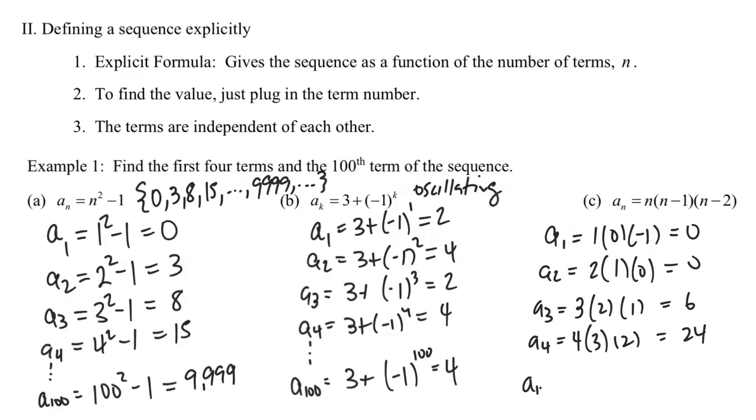And then if I want the 100th term, then that's going to be 100 times 99 times 98. And so just plugging that into the calculator real fast, you get 970,200 as your 100th term. So explicit formula, pretty straightforward. If you want any term, you just plug in the term number, and the formula will give you what that term actually is.